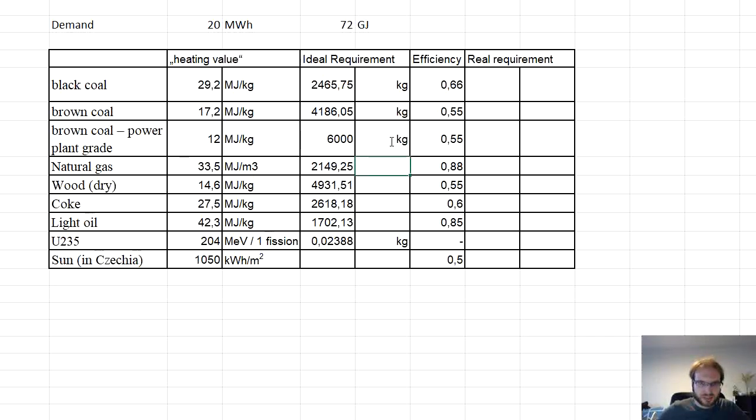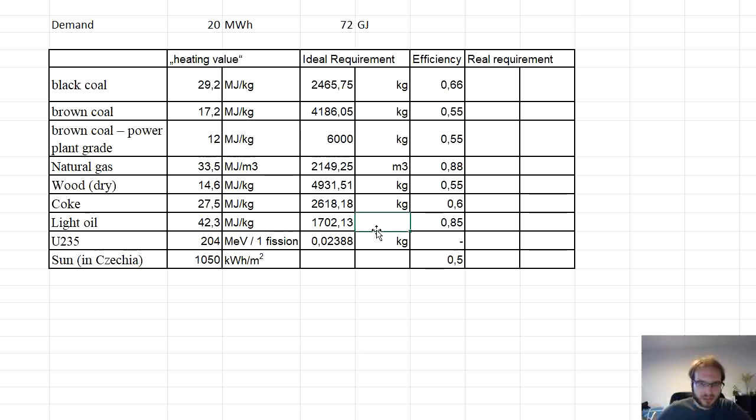Natural gas is more than 2000 normal cubic meters. The cubic meters that are measured in natural gas are so-called normal cubic meters, meaning natural gas at specified temperature and pressure, typically 0 degrees C and 101 kilopascals. Now for the wood, it's also roughly 5 tons, a little bit more than for the brown coal. The coke is, as you can see, comparable with the black coal.